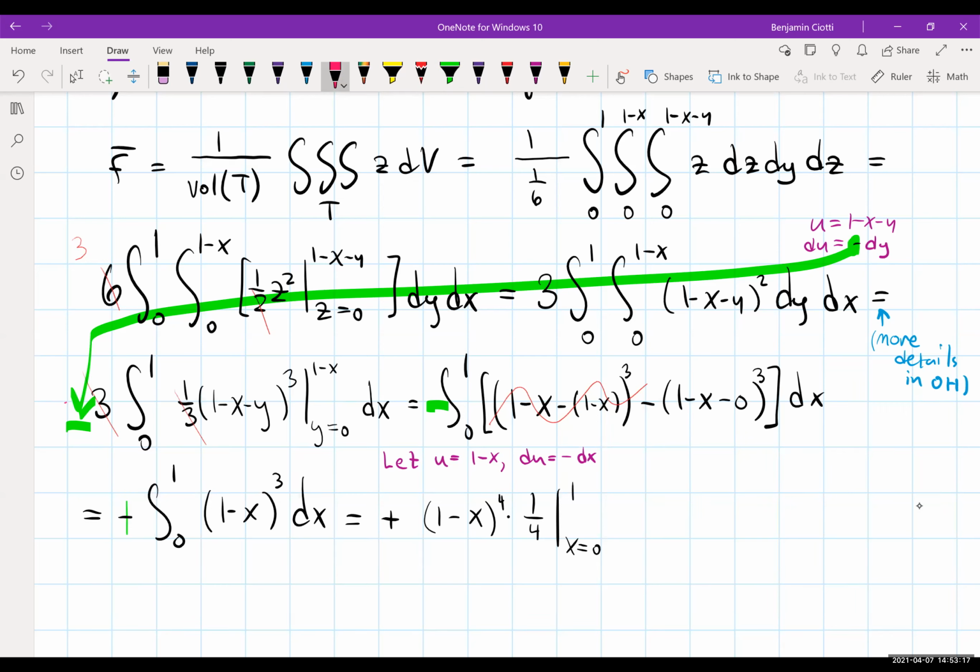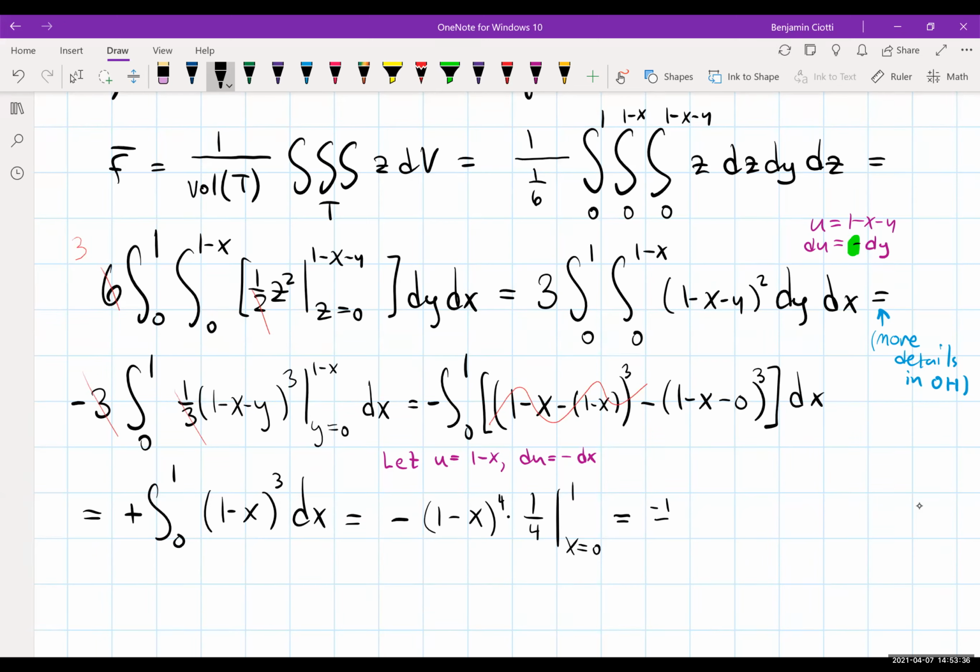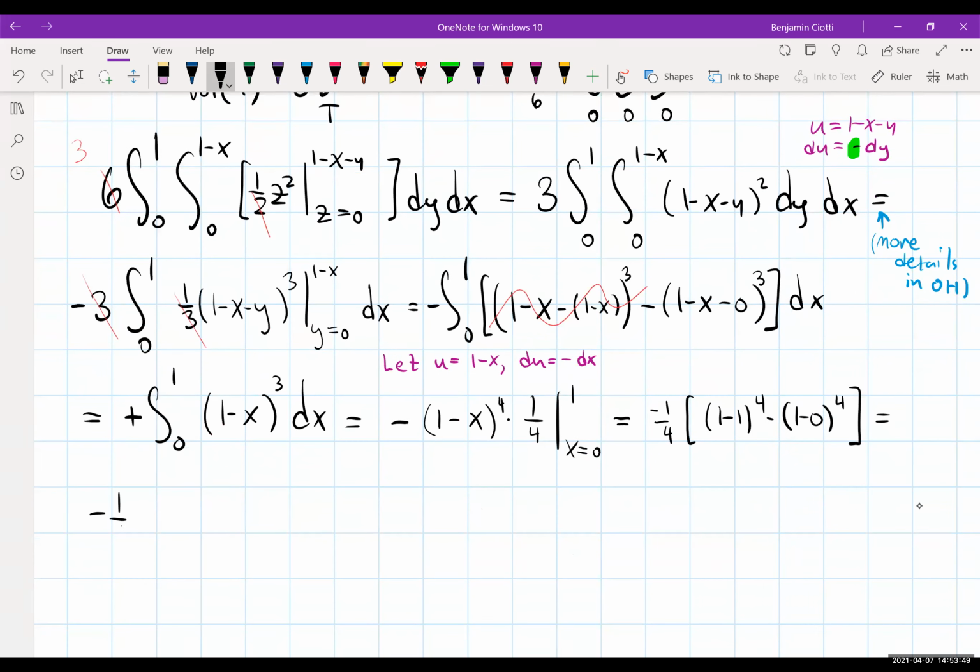So there should be a minus right there, which should be a minus right there, which makes this a plus right there, which makes this a minus right there. So we get negative 1/4 of 1 minus 1 to the 4th minus 1 minus 0 to the 4th, which is negative 1/4 times negative 1, which is 1/4.